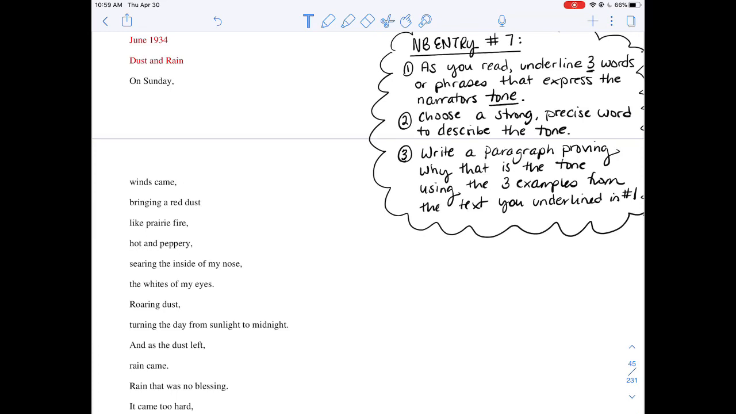Dust and Rain. On Sunday, winds came, bringing a red dust like prairie fire, hot and peppery, searing the inside of my nose, the whites of my eyes, roaring dust, turning the day from sunlight to midnight. And as the dust left, rain came, rain that was no blessing. I'm going to stop there and underline my first phrase that I think expresses the narrator's tone, and that is, as the dust left, rain came, rain that was no blessing.